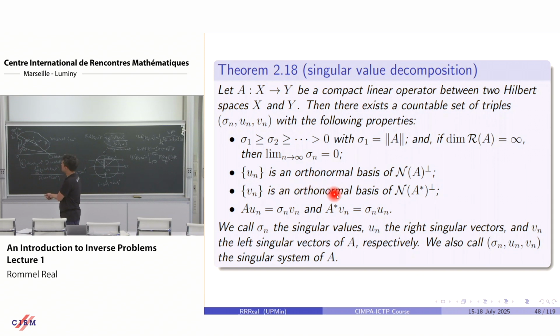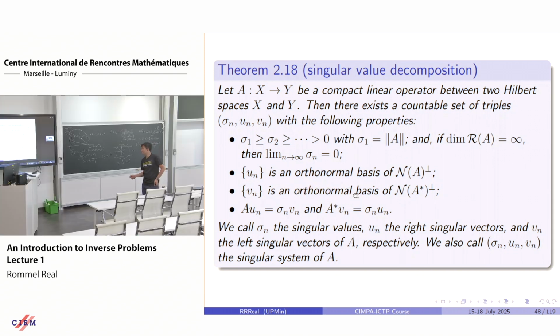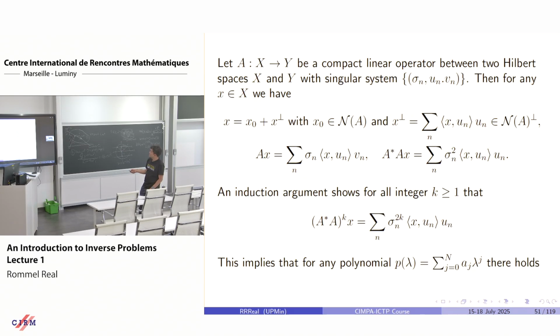Note, when you say orthonormal basis, that means the set of vectors are orthogonal and each vector has a norm of 1. We also note that u_n are the right singular vectors and v_n are the left singular vectors of A. Okay, so let me just go through this one.